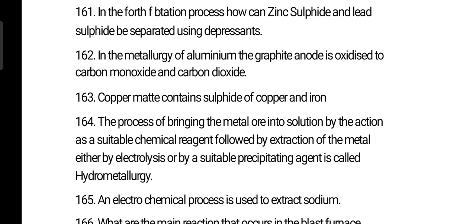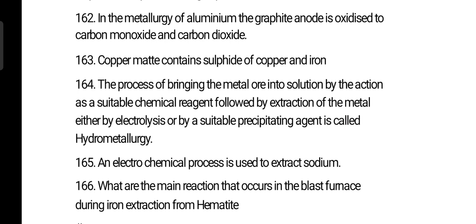In the froth flotation process, how can zinc sulfide and lead sulfide be separated using depressants? In the metallurgy of aluminum, the graphite anode is oxidized to carbon monoxide and carbon dioxide.